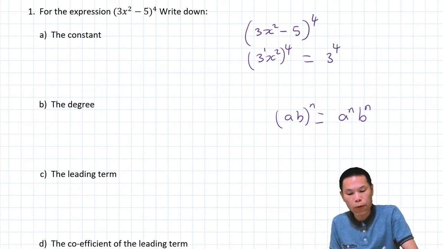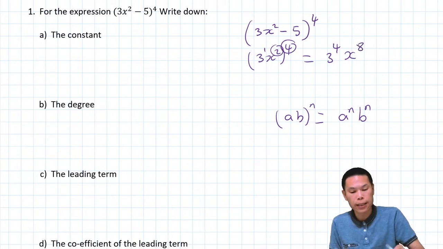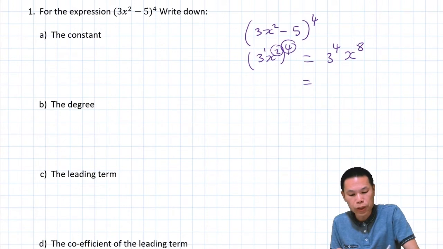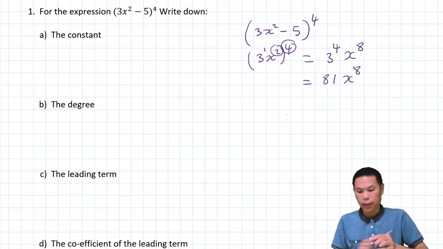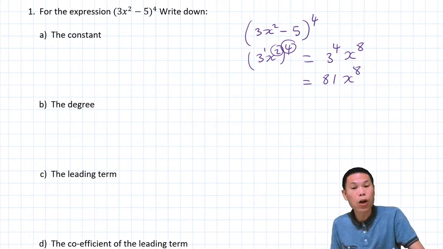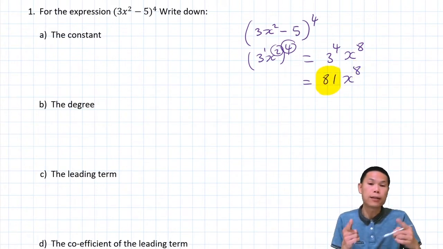So 3 power 4, and then 2 times 4 is 8, so x to the power of 8. But 3 power 4 is 81. So this is 81x to the power 8, which is the leading term. The degree is 8, and the coefficient of the leading term is 81.